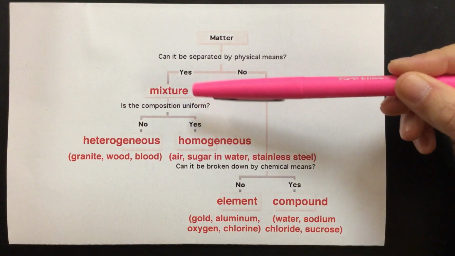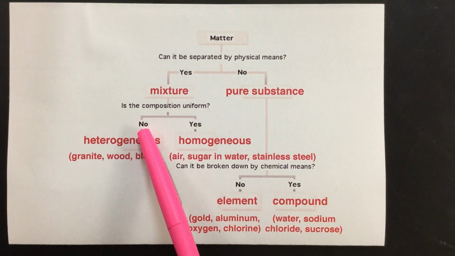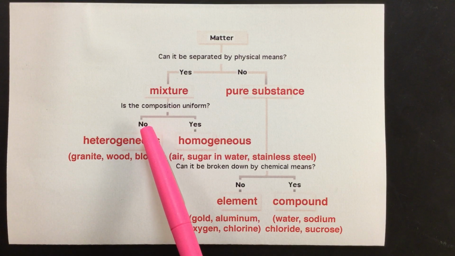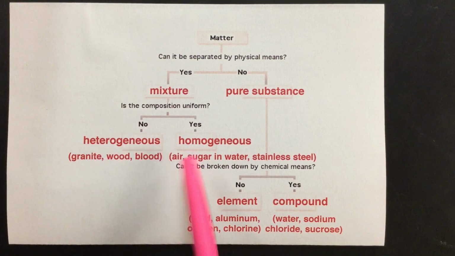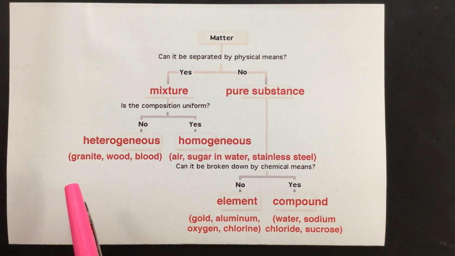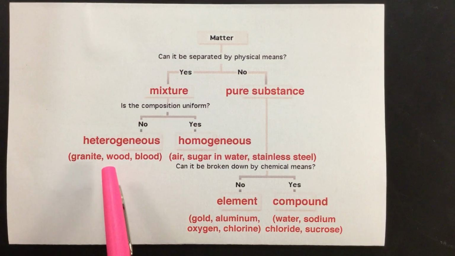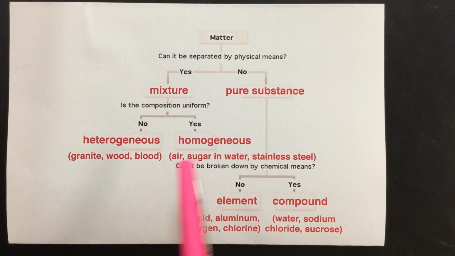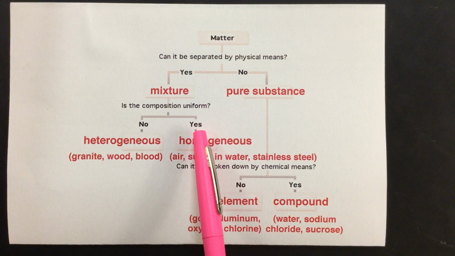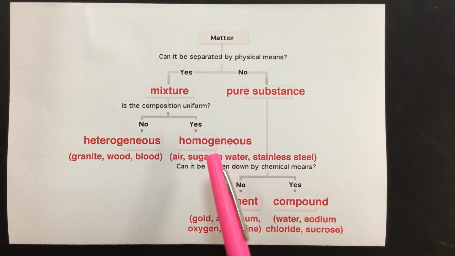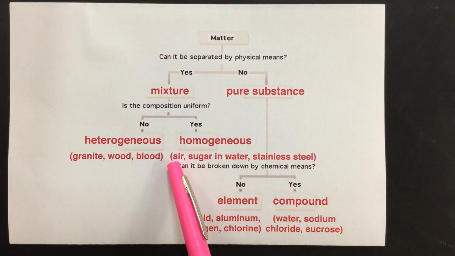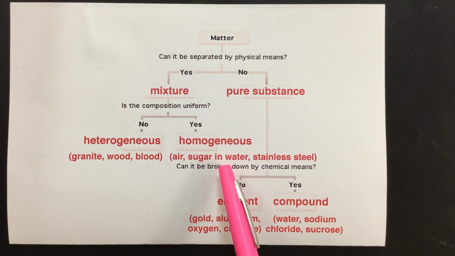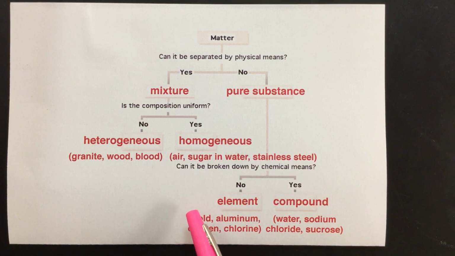And there are two different types of mixtures. If the composition is not uniform, meaning that you can see different parts of the mixture, like there's something on the top and something on the bottom, and you can see differences visually, then it's a heterogeneous mixture. Like granite, you can see different specks of all the different minerals in there. Wood or blood, like blood can be spun and then the heavier stuff will sink to the bottom. Okay, and then homogeneous mixtures are when the composition is uniform, meaning you can't tell any difference within the mixture. So something like air, where everything is evenly distributed, sugar and water, where the sugar dissolves and you can't see where the sugar is, or stainless steel, where it looks the same throughout.